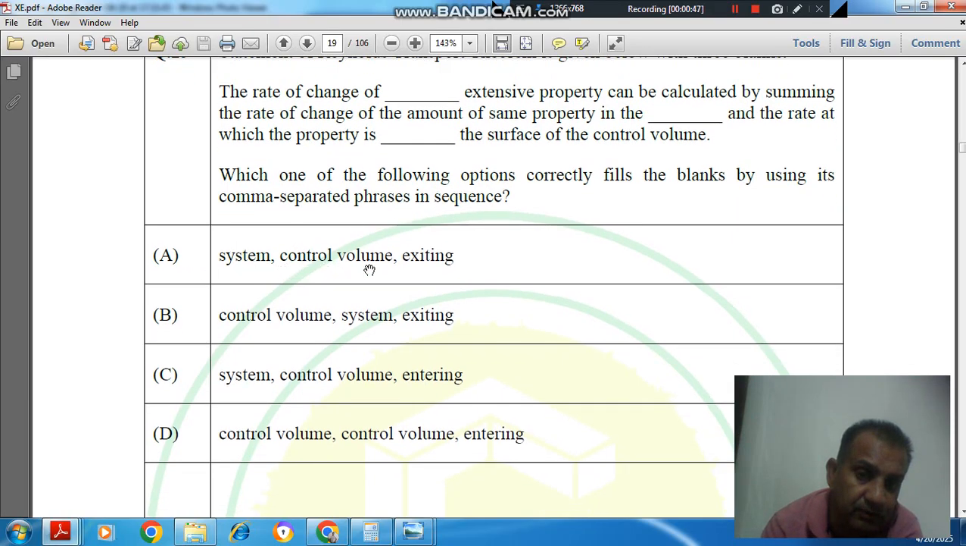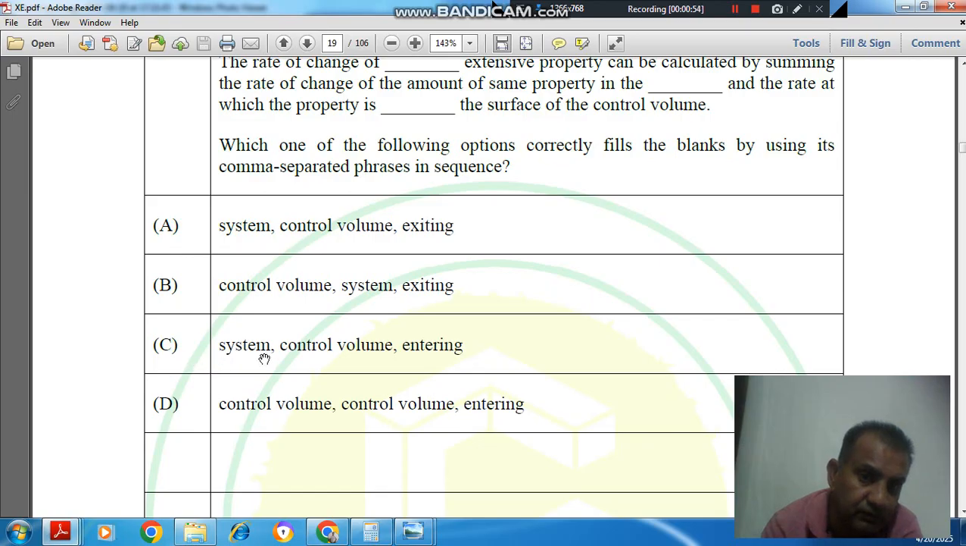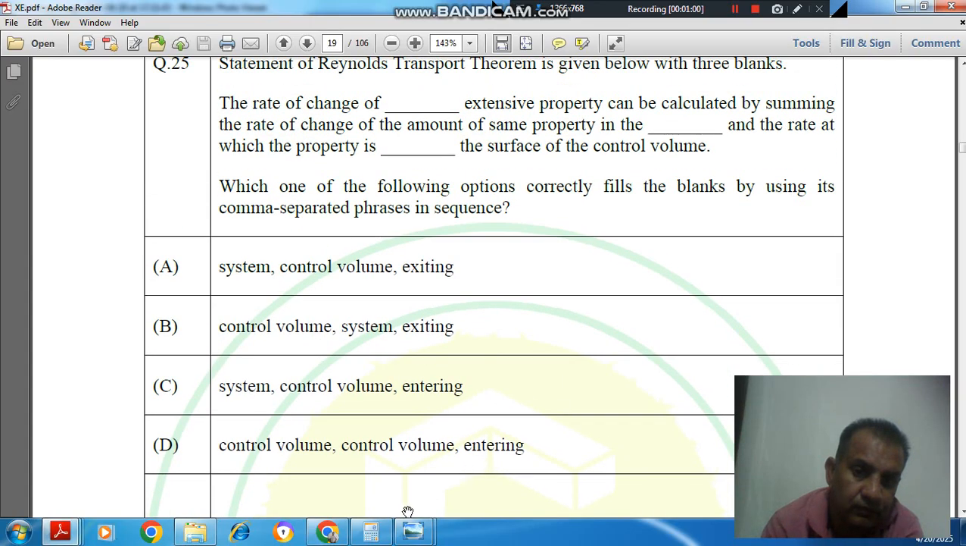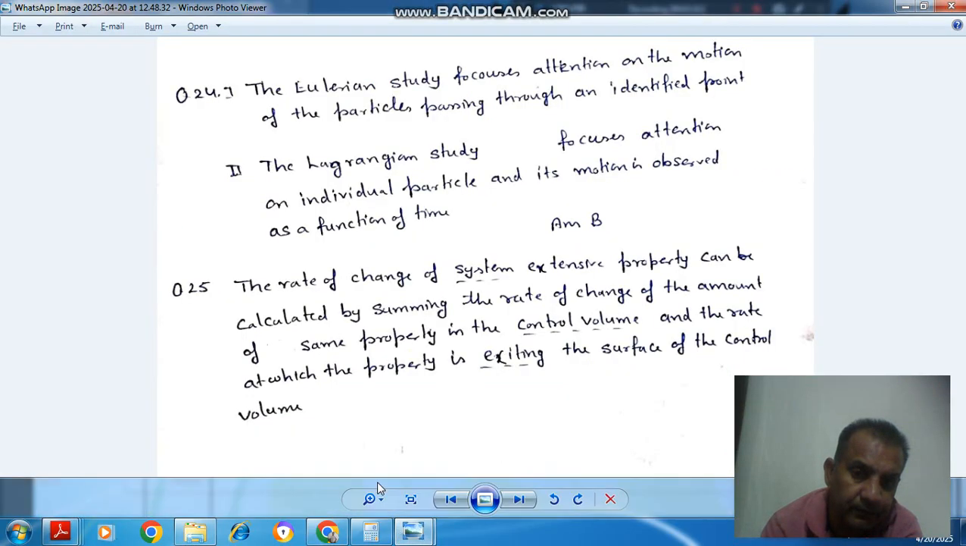Option A, system, control volume, exiting. Option B, control volume, system, exiting. Option C, system, control volume, entering. And option D, control volume, entering. So the answer is option A.